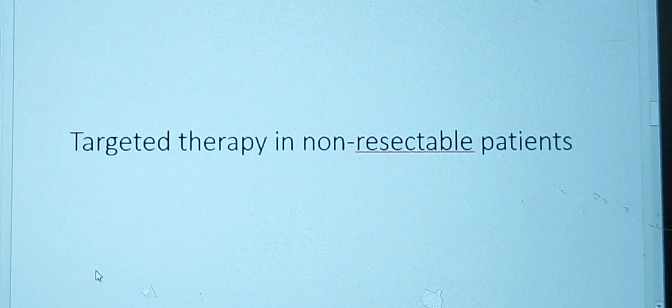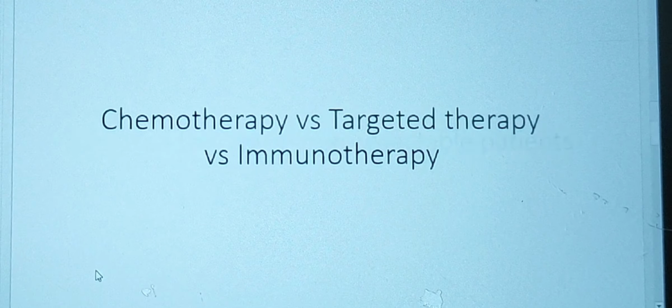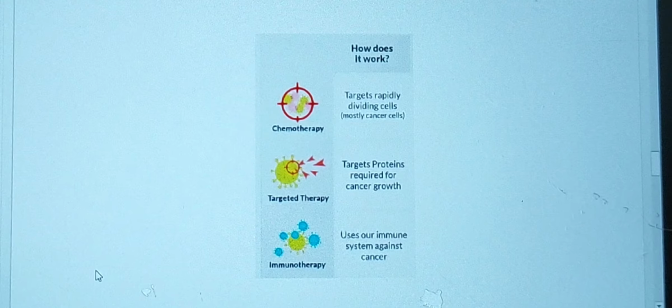Now on to my main part of this presentation, which is targeted therapy in non-resectable patients. Targeted therapy is actually different from chemotherapy and also immunotherapy. Chemotherapy differs from targeted therapy in that the agent we use is different. Chemotherapy mainly targets actively dividing cells, while the agents of targeted therapy mainly target proteins required for cancer growth.